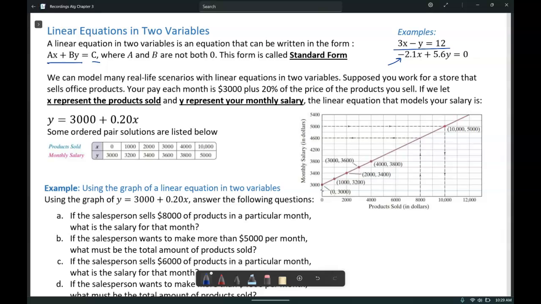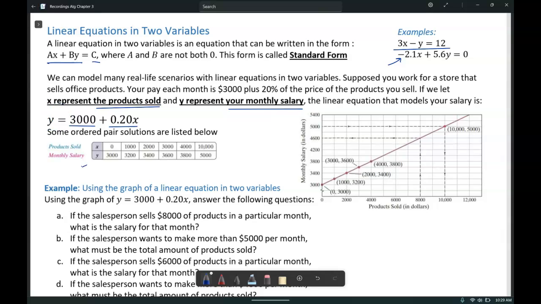Suppose you work for a store that sells office products. Your pay is going to be a $3,000 salary plus 20% commission. If we let X represent the value of the product sold and Y represent your monthly salary, how much money you would make, we can model your salary using a linear equation where you always receive the $3,000 base pay plus your 20% commission. And when we add those together, we get your total income for that month.